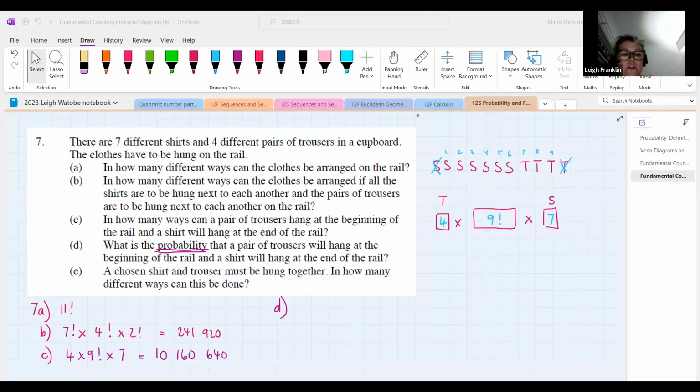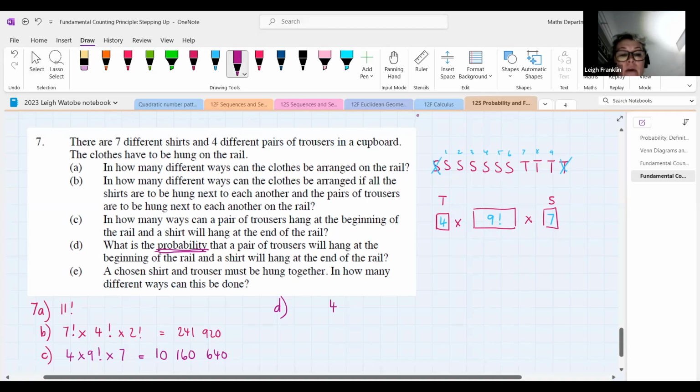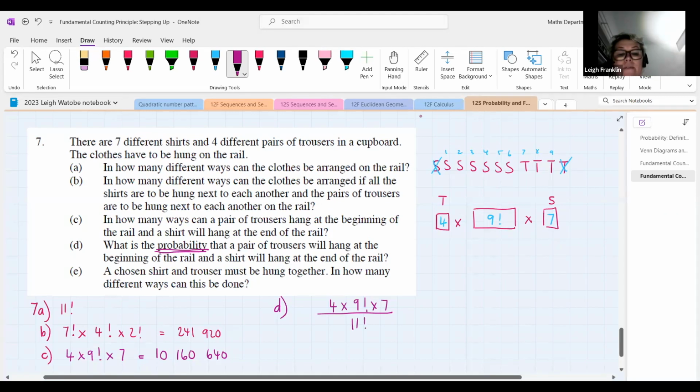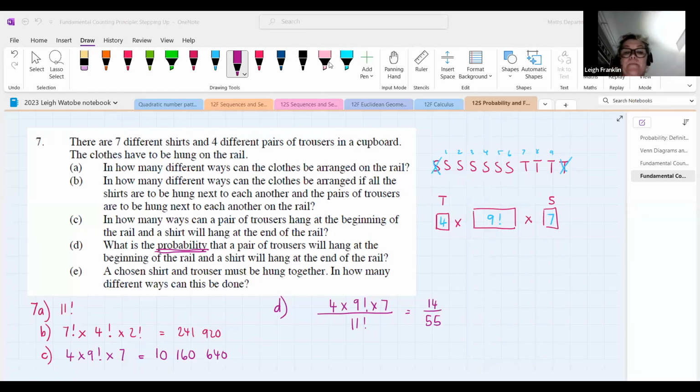Okay, so the numerator is going to be the same as it was for C: 4 by 9 factorial by 7, because that's the number of ways in which we can hang a pair of trousers at the beginning and a shirt at the end. To get probability, we have to divide that by... That's it, Chloe. You've got it. Well done, Amahle. Perfect. Over 11 factorial, because there were 11 factorial ways in which we can hang the pieces of clothing together. So here we should be getting 14 out of 55. That's it, Chloe. Good job.